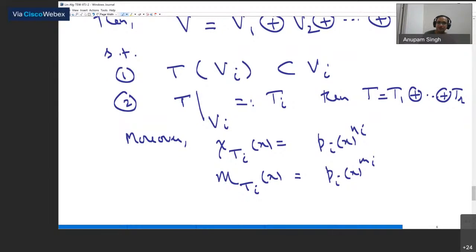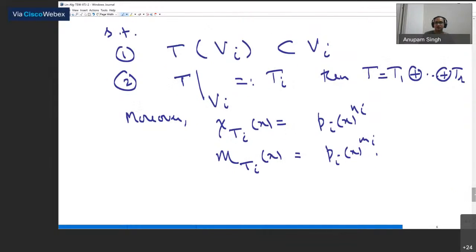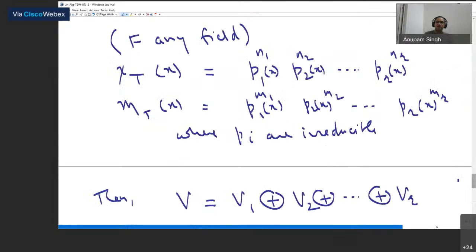All right, is this clear? So you see that when I wrote the characteristic polynomial for T as a product of these irreducible polynomials, I can divide my T as a direct sum, so that if I choose a basis of V, where I choose the basis of V1 first, then V2 after that, and then Vr after that, and I write the matrix of T with respect to that basis, then it will look like a block diagonal matrix, right?